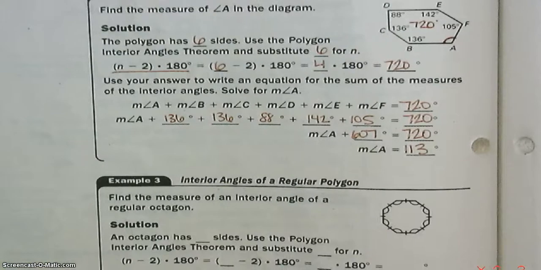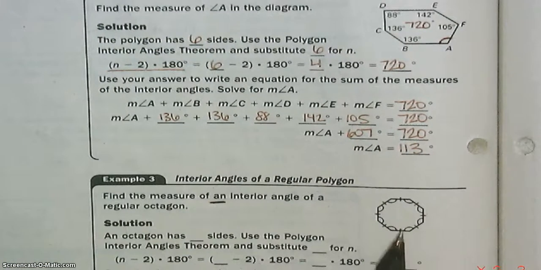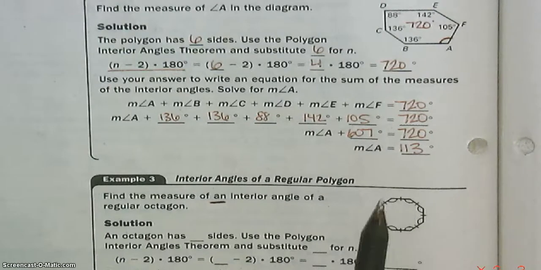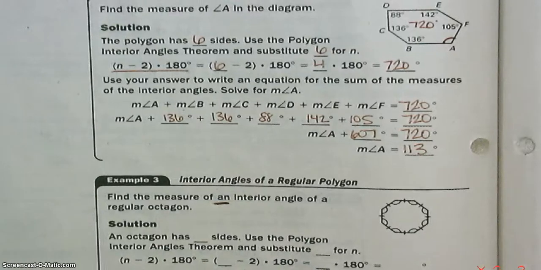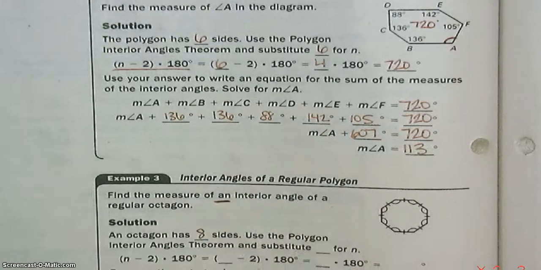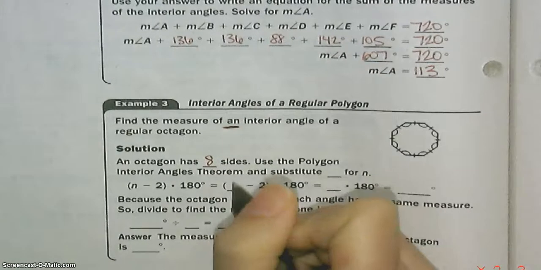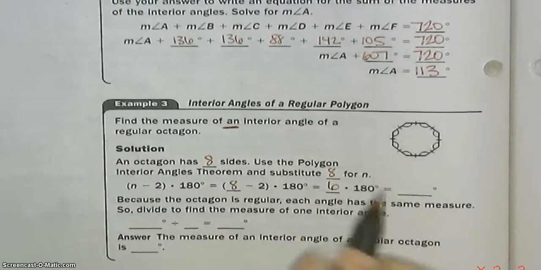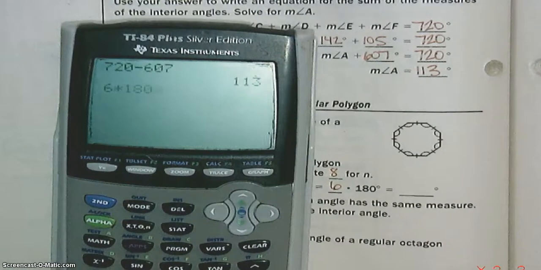Find the measure of n. This means one angle of an octagon. Well, in order to do one angle, we need to know how many degrees total in an octagon. So an octagon has 8 sides. So we plug this into our formula. Right? 8 minus 2 is 6. So 6 times 180.